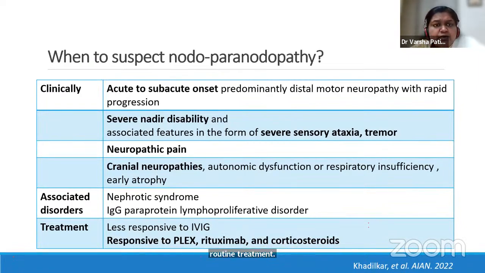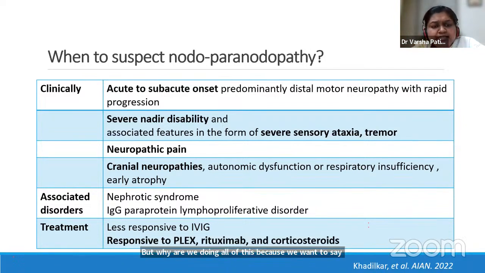So then the question is, when do you suspect a nodoparanodopathy? There are certain points to remember. Acute to subacute onset, predominantly distal motor neuropathy with rapid progression, severe disability, severe sensory ataxia and tremor, neuropathic pain, cranial neuropathy, or sometimes autonomic dysfunction and respiratory insufficiency. They can also have associated disorders. But why are we doing all of this? Because we want to treat them.